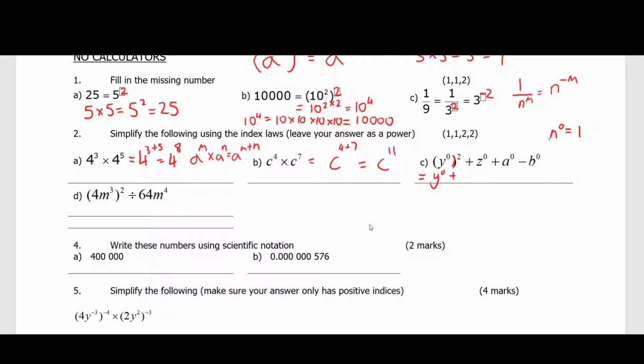That's just using this rule here. N to the 0 is 1, so z to the 0 is 1, plus a to the 0 is 1. Take b to the 0, take 1. So y to the 0, that's 1 as well. So we get 1 plus 1 plus 1, take 1, which equals 2.